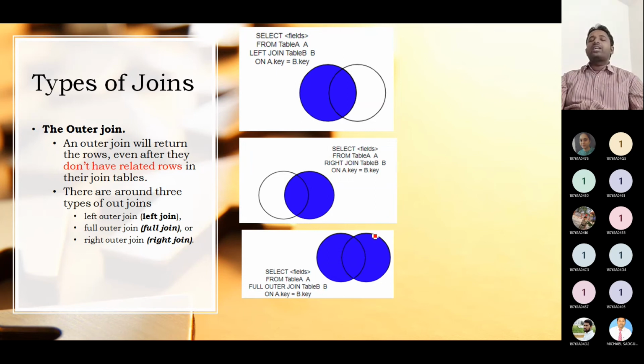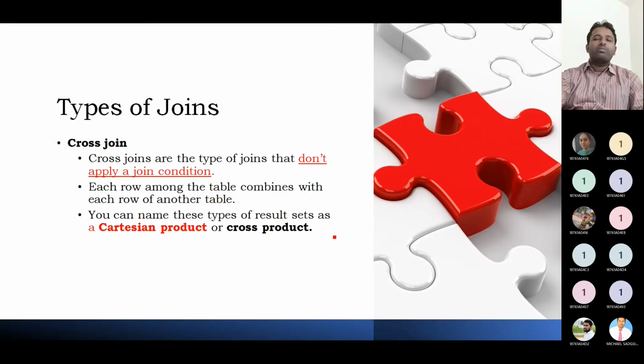What is this? We can understand this concept through examples properly. For suppose even you can understand by using these diagrams also. So one circle is one table and another circle is another table. We are joining these two, and we are keeping the entire left side specified table entirely, and the right hand specified table entirely. Full join means both the tables' entire data will be placed in the result. Okay, we can understand this concept through examples, and those examples will be followed after this slide. And the last join is cross join.